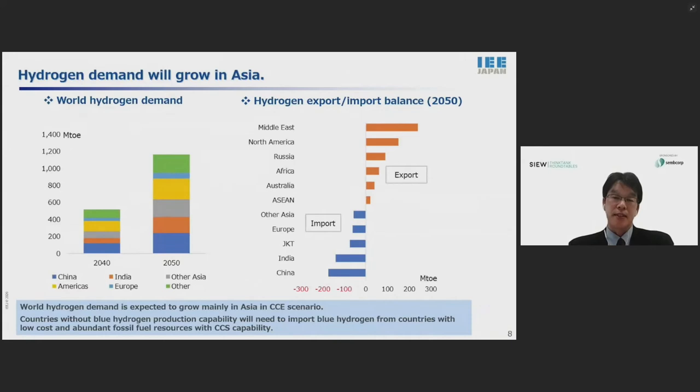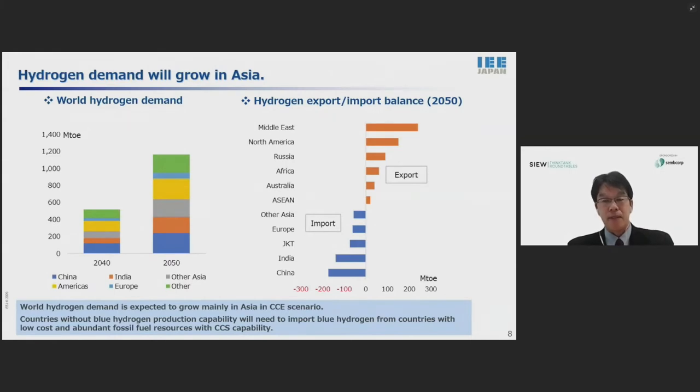So some countries cannot produce hydrogen by themselves because of feedstock availability and geological limits on where to store carbon for CCS. So in our scenarios, we assume that there will be international trade of hydrogen. Countries or regions with abundant fossil fuel resources and CCS capability will be major exporters of hydrogen, while many of the Asian countries will import hydrogen due to the limitation of feedstock and CCS capabilities.